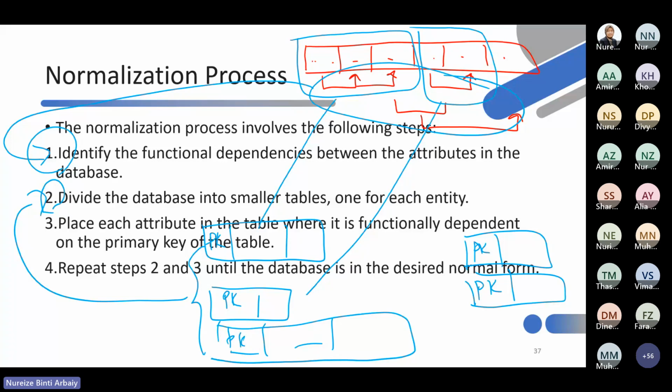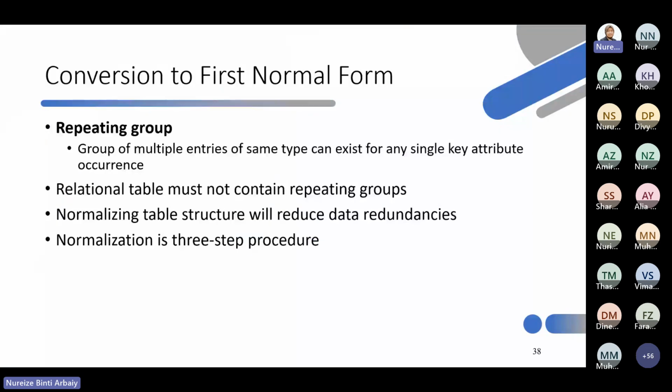That is the step. Now let's go to the conversion to the first normal form. Do you remember the normal forms? The first one is unnormalized, and then we go to first normal form, second normal form, and the fourth is the third normal form, the most normalized.